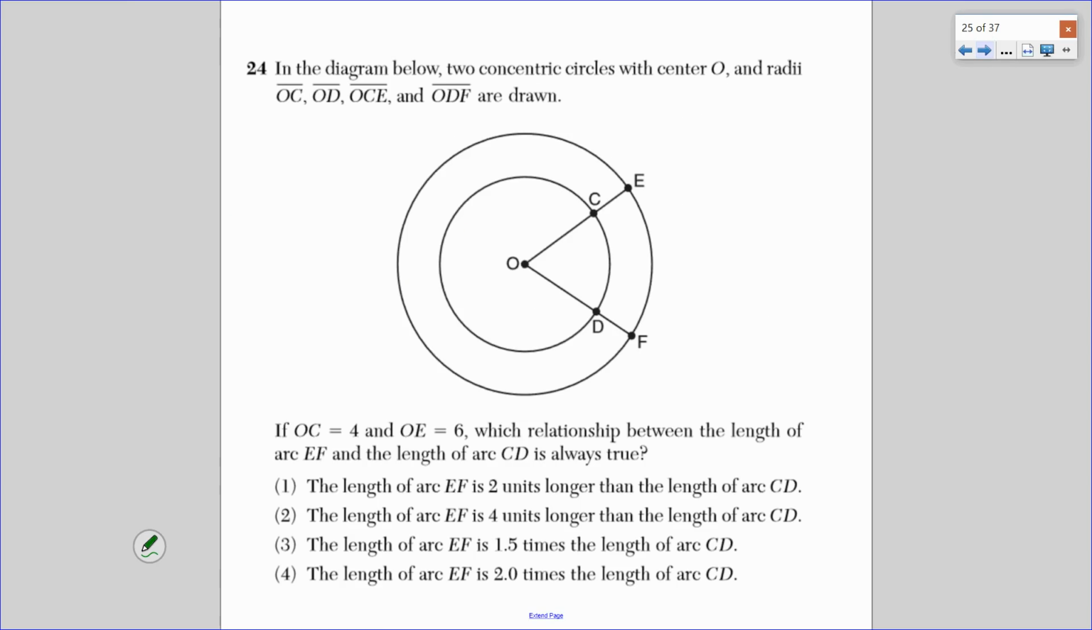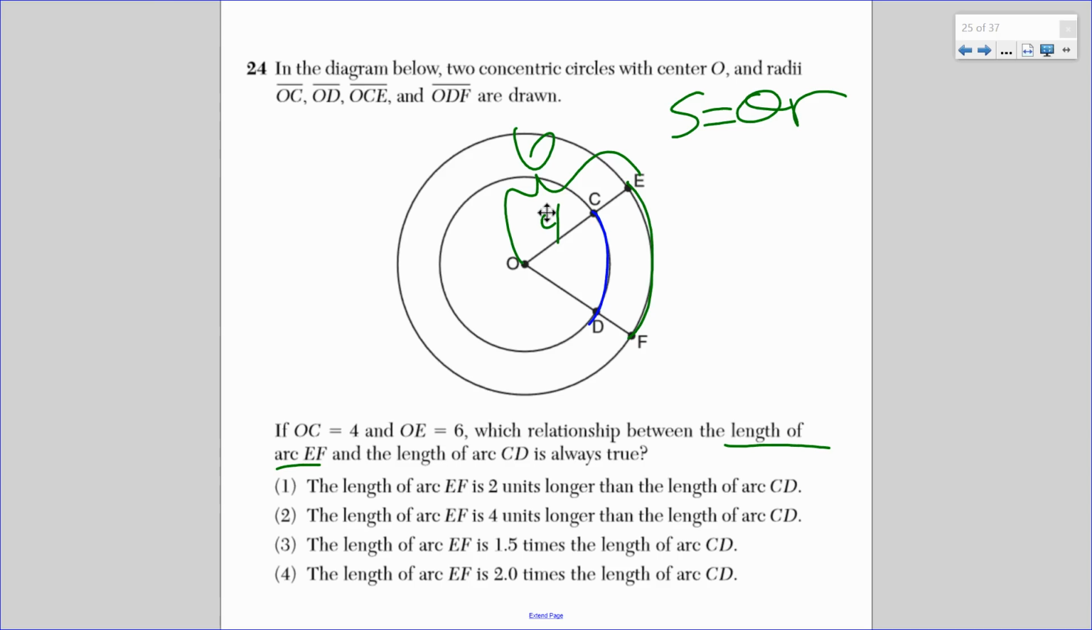This is a difficult question, as number 24 usually is a difficult question. The concept is not difficult. OC is 4, OE is 6. Which relation between the length of arc EF? Arc length is 4. So it wants me to look at arc EF, and it wants me to look at arc CD. Okay, so I'm going to do SOAR for both of them.